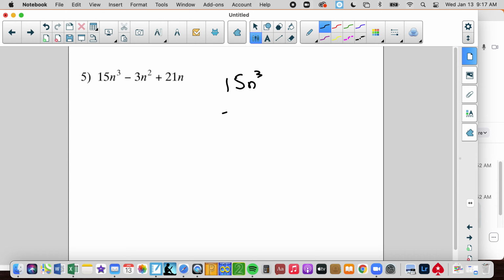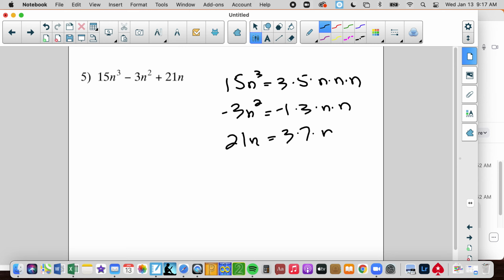15n to the third, negative 3n squared, 21n. That's 3 times 5 times n times n times n. That's negative 1 times 3 times n. And that is 3 times 7 times n. So we have a positive, well, I'll do it in yellow, positive 3. And now we have a secondary number.